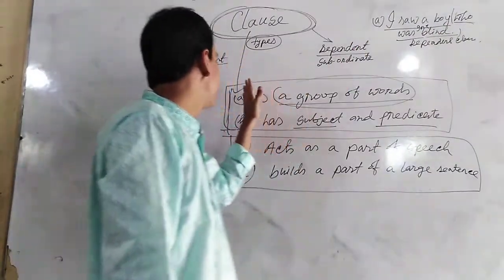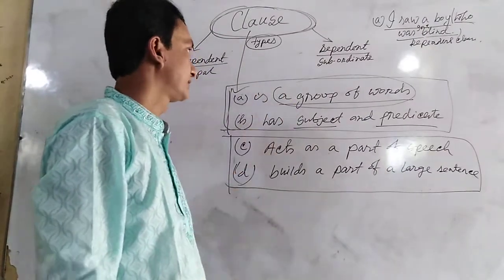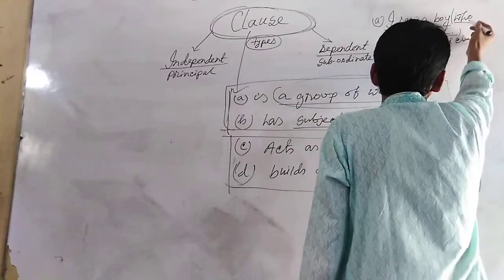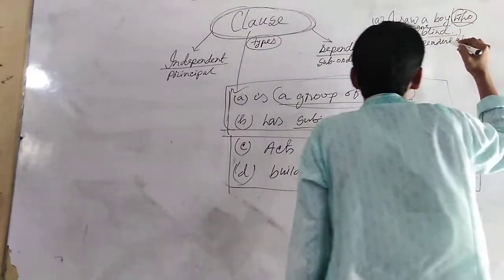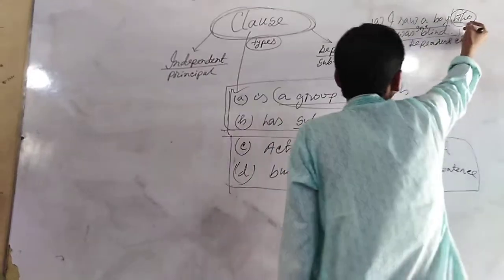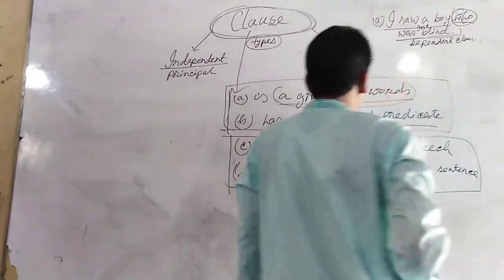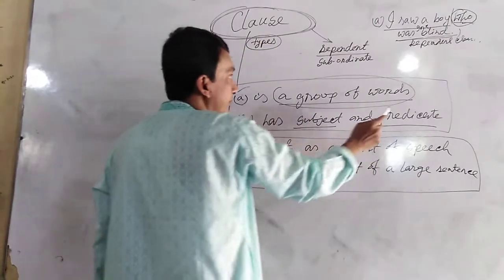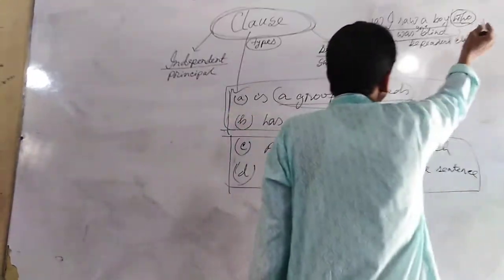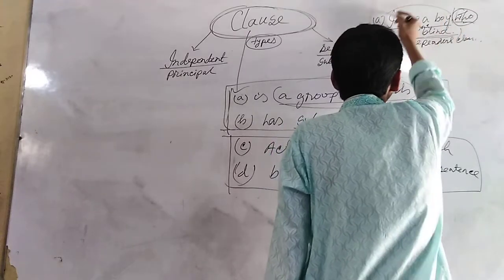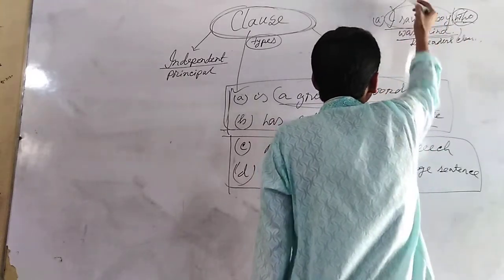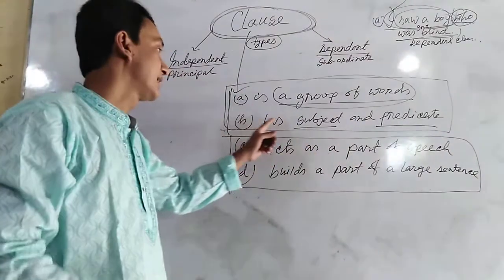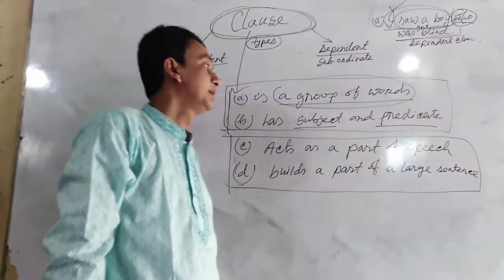We have said that a clause has four characteristics. Dependent clause, who was blind. Here, who is subject. Was blind is predicate. Then we have said that a clause has a subject and predicate. At the same time, the principal clause has also a subject and predicate. I, subject, saw a boy, predicate. Every clause has a subject and predicate.